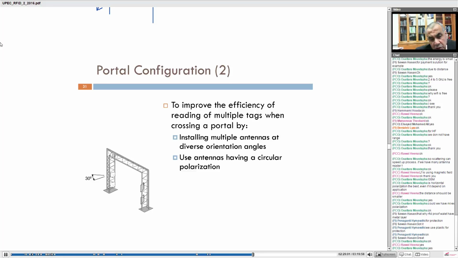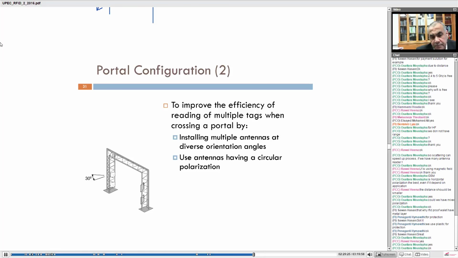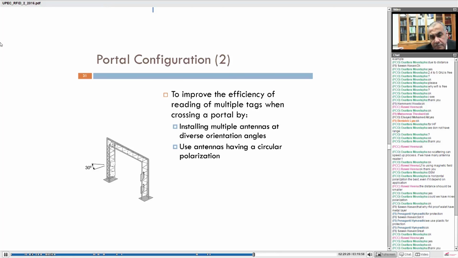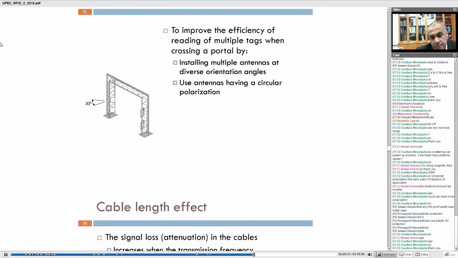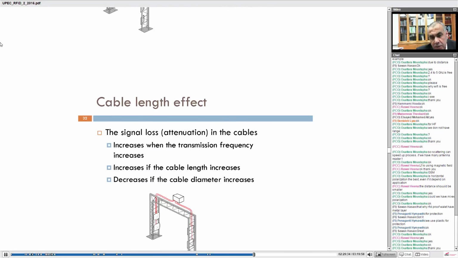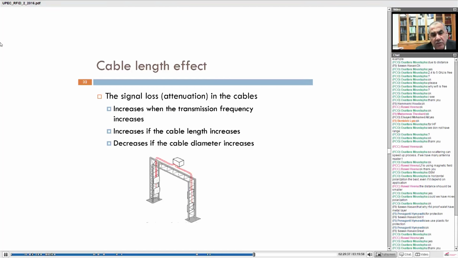Okay. To improve the efficiency of reading multiple tags when crossing a portal, we can install multiple antennas at diverse orientation angles. So this is why I told you, Watara. In order to maximize the reading and the good readings, you can change the angle in order to cover and to avoid interference with the other antenna. Install multiple antennas with diverse orientation angles, and use antennas having a circular polarization mixed with the others.